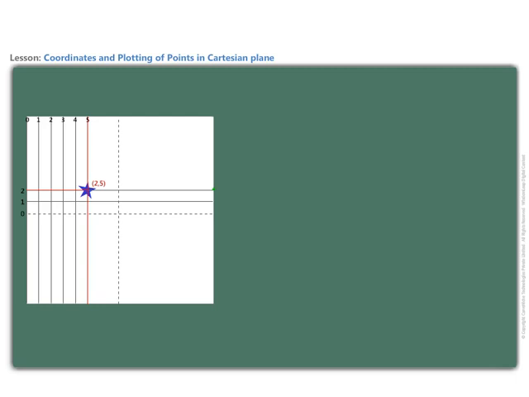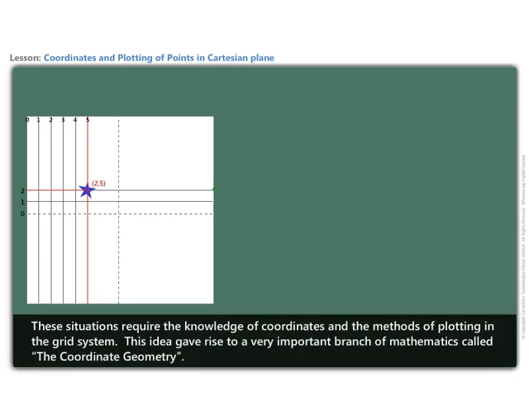We observe that the position of any object lying in a plane can be represented with the help of two perpendicular lines. These situations require the knowledge of coordinates and the methods of plotting in the grid system. This idea gave rise to a very important branch of mathematics called coordinate geometry.